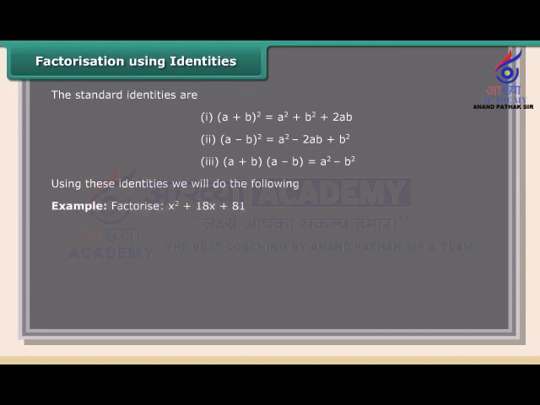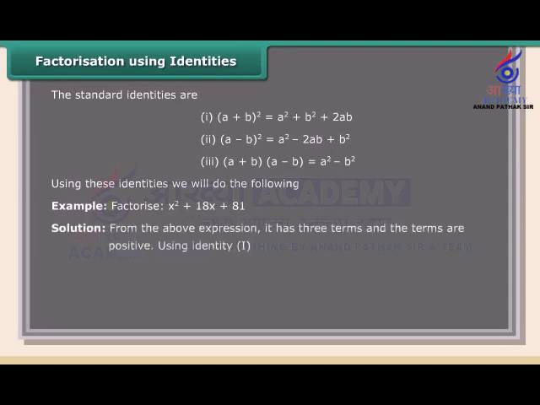Example: factorize x square plus 18x plus 81. Solution: from the above expression, it has three terms and the terms are positive. Using identity 1, a is equal to x, b is equal to 9, we have a square plus 2ab plus b square is equal to x square plus 2 into x into 9 plus 9 square. x square plus 18x plus 81 is equal to x plus 9 whole square.